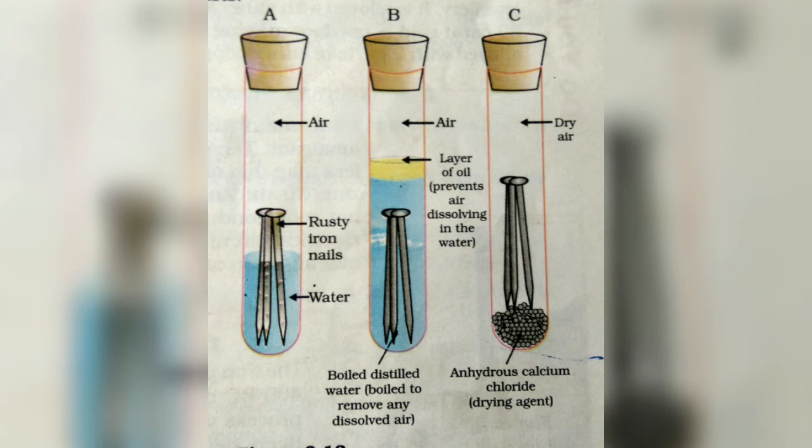Means it is the water which is boiled and removes the dissolved air. पूरा एयर उसमें से हमने निकाल दिया है। इसका मतलब क्या हुआ, that iron nail is only in the contact with the water, it is not in the contact with the air, so here also the rusting is not going to take place. Now if we talk about the test tube A, clearly seen in the picture, half of the nails are there in the water and half of the nails are there in the contact with the air.